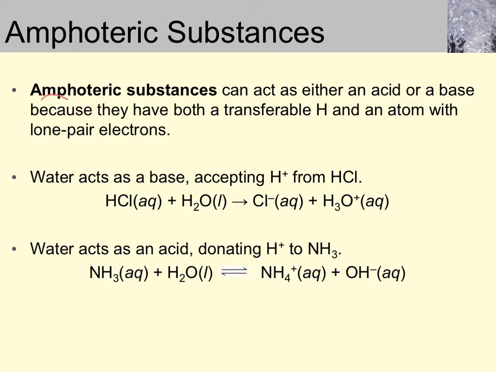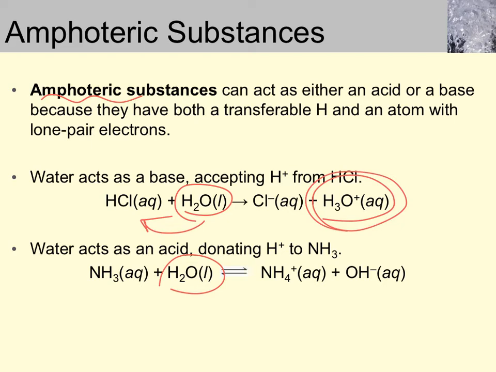All right, just simple vocabulary. There's something called amphoteric substances, and those are substances that can either act as an acid or a base depending on what they're around. Water is probably the most common amphoteric substance. In the presence of an acid or a proton donor, water will act as a base and accept a proton and become a hydronium. However, water in the presence of a base will act as an acid. In other words, it will donate a proton.